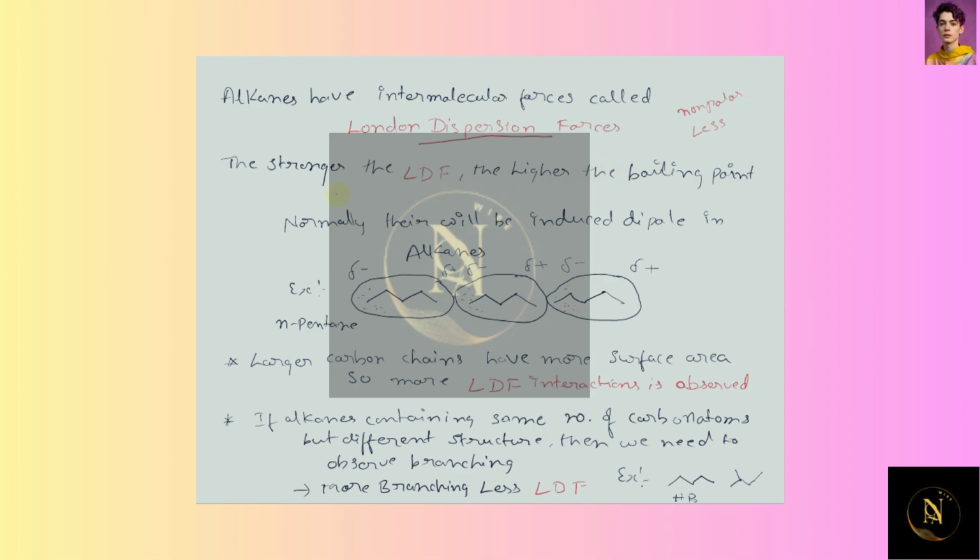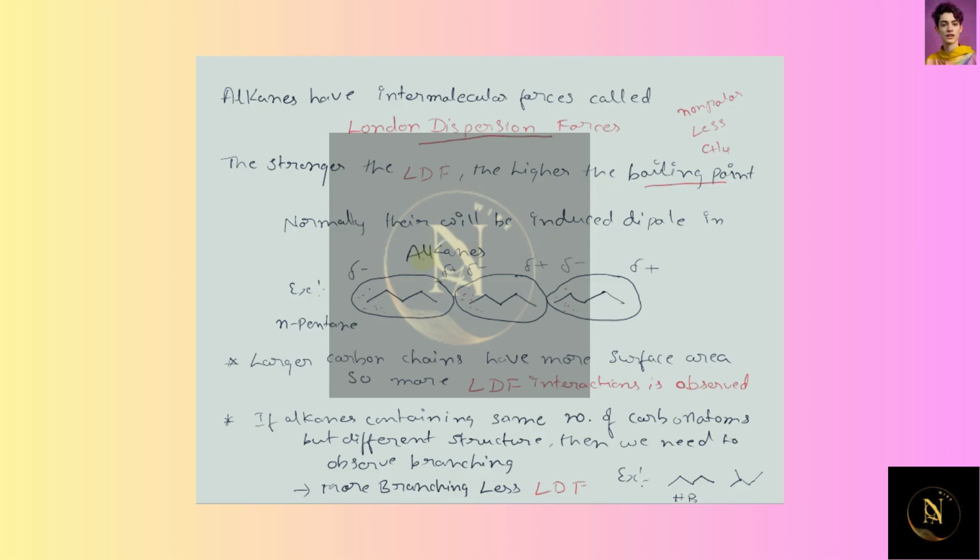So the stronger the London dispersion force, the higher the boiling point. For example, if you take methane, normally methane will be in the gaseous form. So you need high pressure to condense methane. As the chain length increases, the London dispersion force increases because the surface area increases.